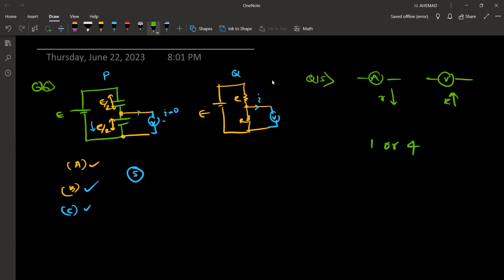Now, go back to the ammeter. In the ammeter, we need the least resistance. So, among those two answers, the first one has the least resistance. Therefore, the first is the answer. Okay, Sarah.